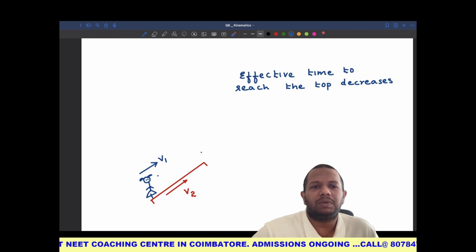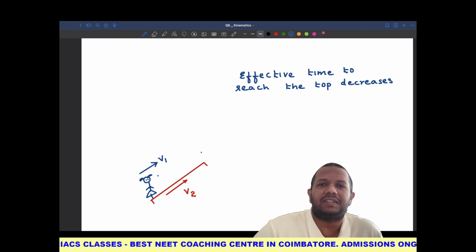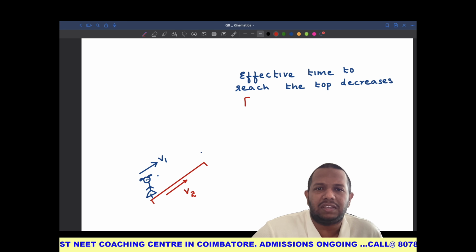So I can say that the effective time decreases, and let me say that the effective time would be T effective. Let us assume. Okay, T effective. So we need to calculate this time only in this question. Now let us formulate the formulas for each case.